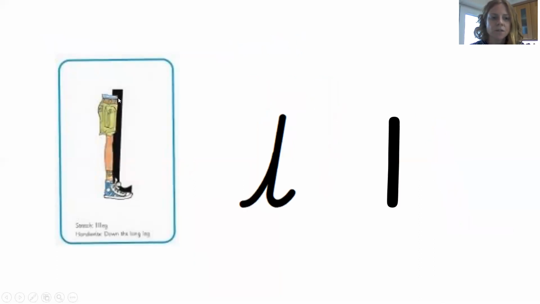So here's our picture for ll. It looks like a long leg. So when we do our writing, we need to go down the long leg. But when we actually write, remember we need a ready and, so it goes ready and to the top and then down the long leg.